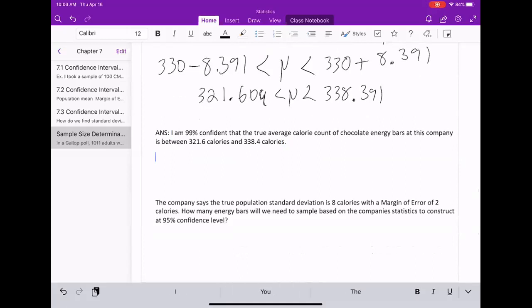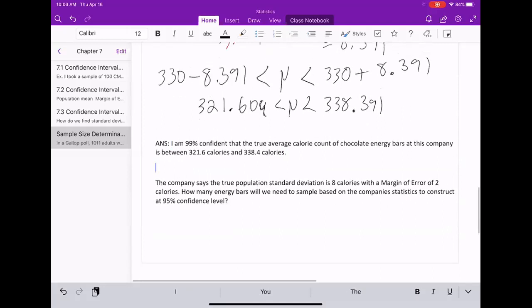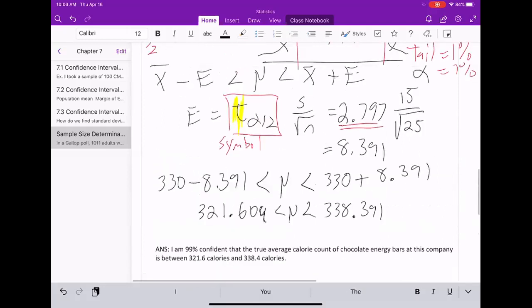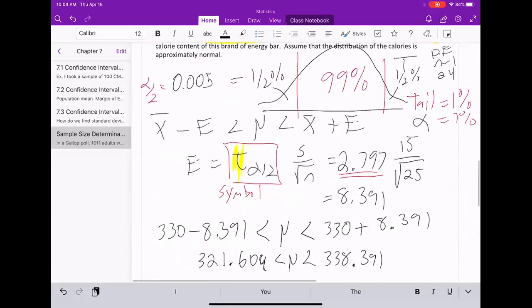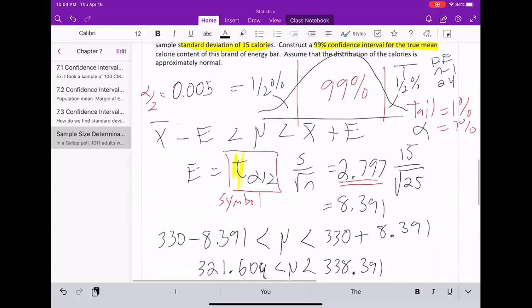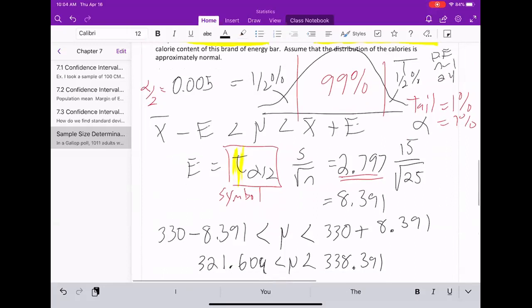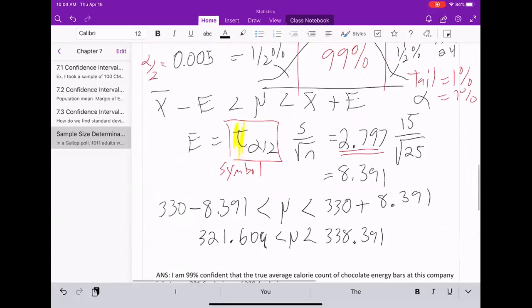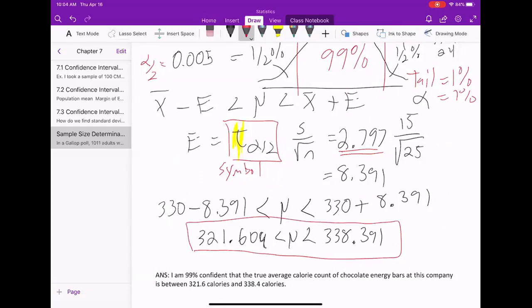Okay. Just to make sure I'm fully grasping this, say the confidence interval was like 95%. Does that mean the lower and upper limits would be closer to the mu? Yes. When you lower your confidence level, you lower your range. So if we redid this at a 95% confidence interval, our numbers would be closer, right?